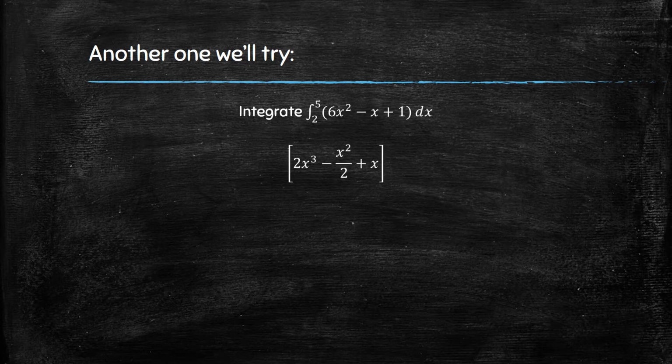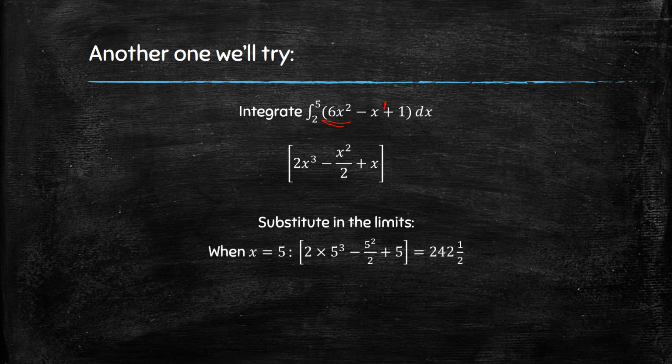So we've got this one here. The first thing we do is integrate it. So this becomes 6x to the power of 3 over 3, which simplifies to 2x cubed. This one here is x to the power of 1, so it becomes x squared over 2, and 1 becomes 1x. Put your limits on. So we've got 5 as our limit there, and 2 is our limit there.